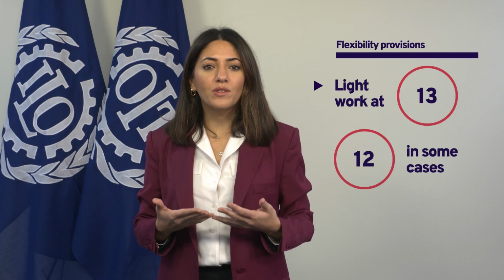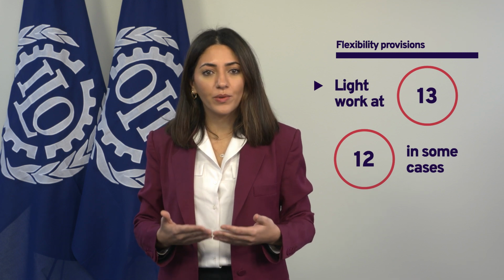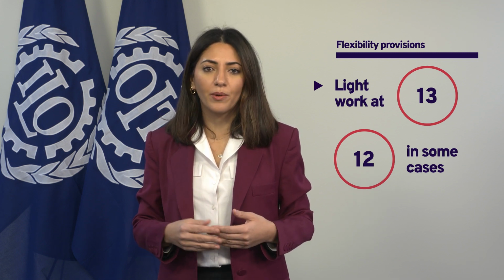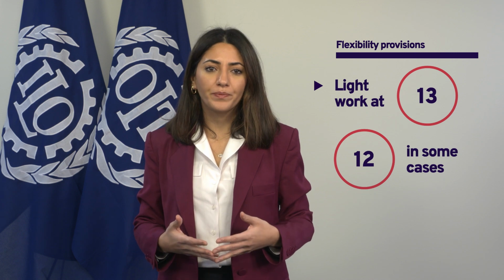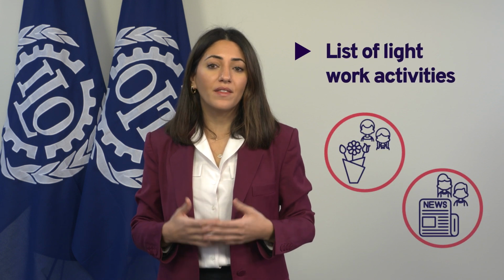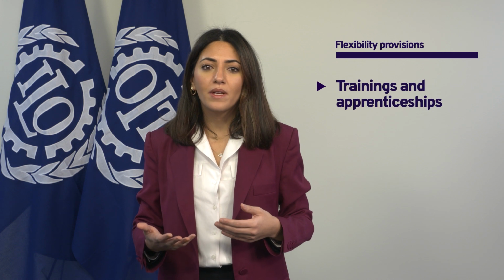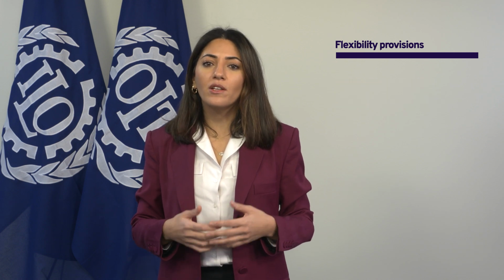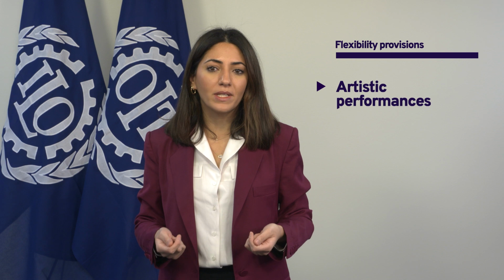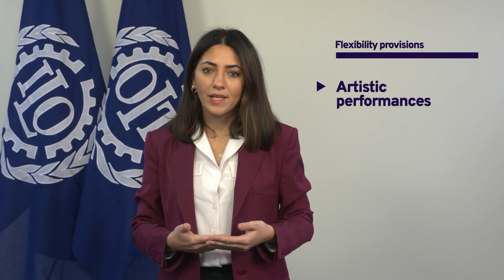Convention 138 also allows countries to permit children from the age of 13 to perform light work. Light work is defined as work that does not interfere with children's schooling or their ability to benefit from it, and that is not harmful. If countries use this flexible provision, they have to develop a list of light work activities in their legislation. Moreover, the convention also allows children of at least 14 years of age to work in apprenticeships, and children below the minimum age can also participate in artistic performances if they have the authorization of the competent national authority.